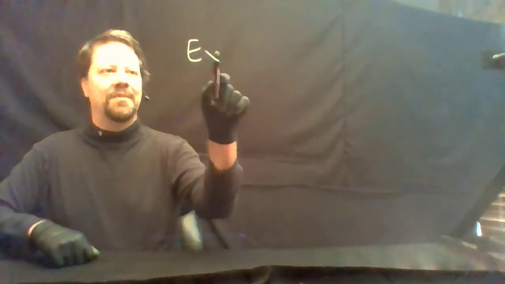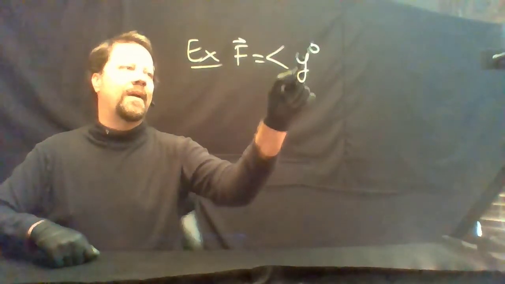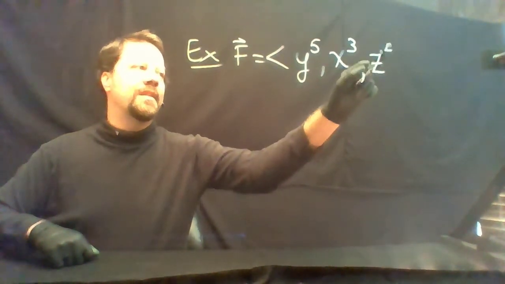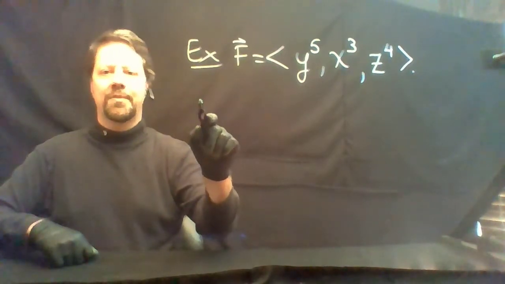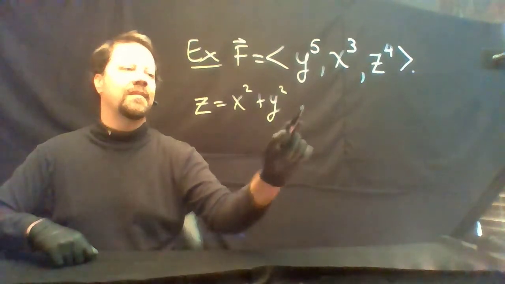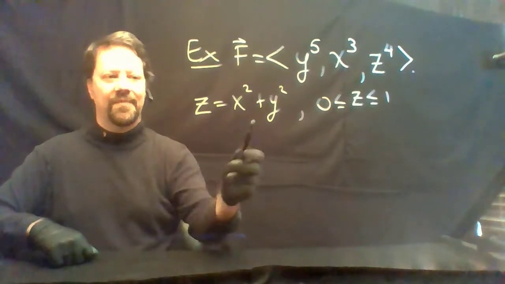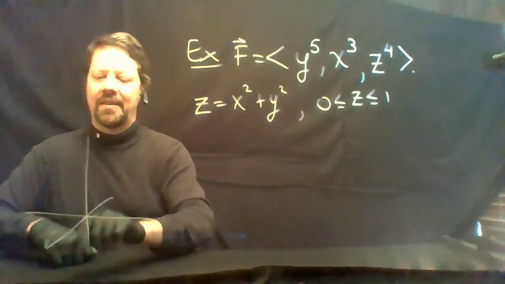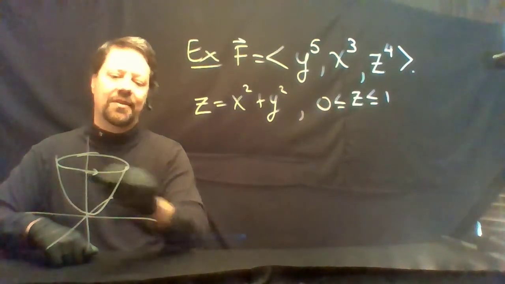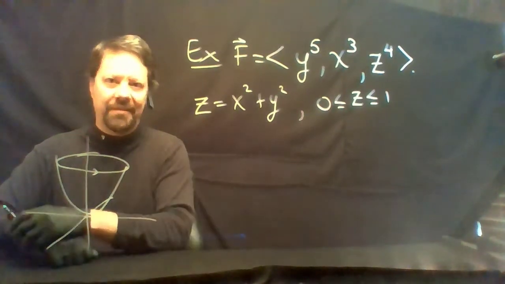On this next example, we'll have the vector field y to the 5th, x cubed, z to the 4th, and the surface will be defined by z equals x squared plus y squared, where z goes from 0 to 1. In other words, we'll have this upward opening elliptic paraboloid capped on this curve at z equals 1. At z equals 1, that'll be a circle of radius 1.